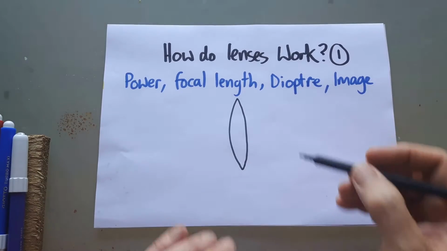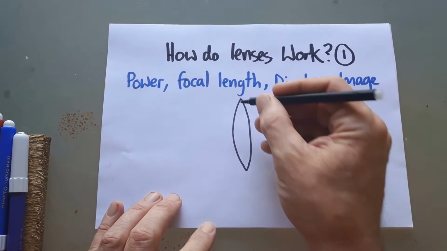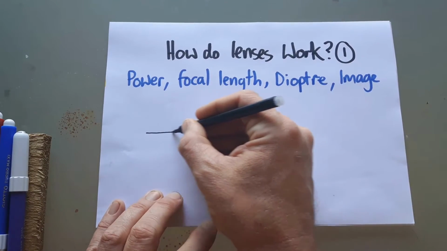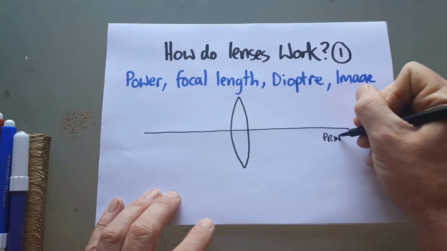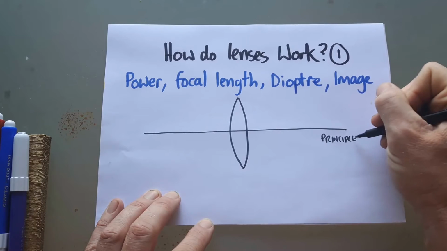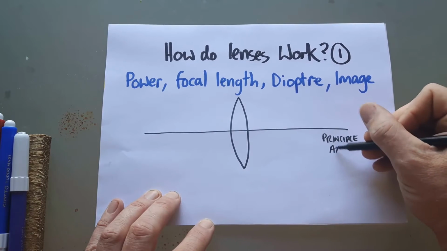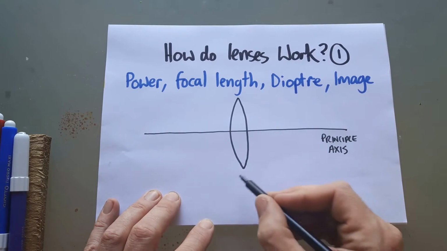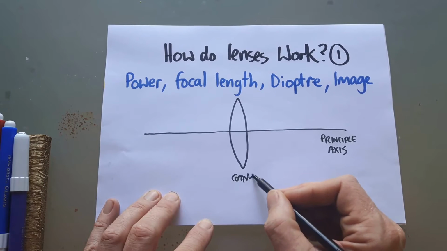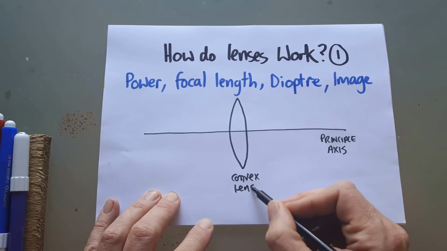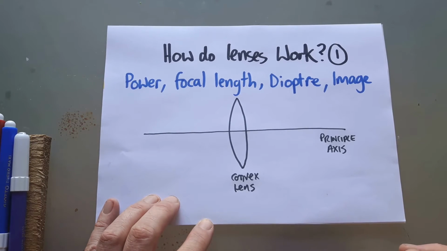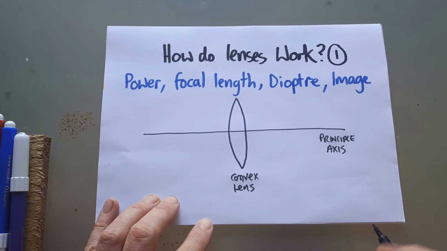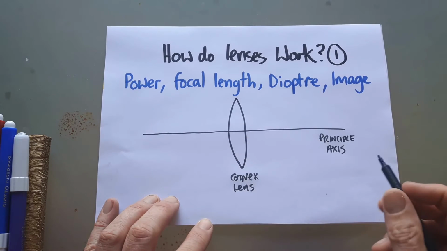And when you are dealing with the lens, you would always draw, as well as your lens, what's known as the principal axis. And this is a convex lens. Now the convex lens works by bringing light to a focus, and I'll deal with how it does that in the next video, but for now we're just looking at the lens itself.